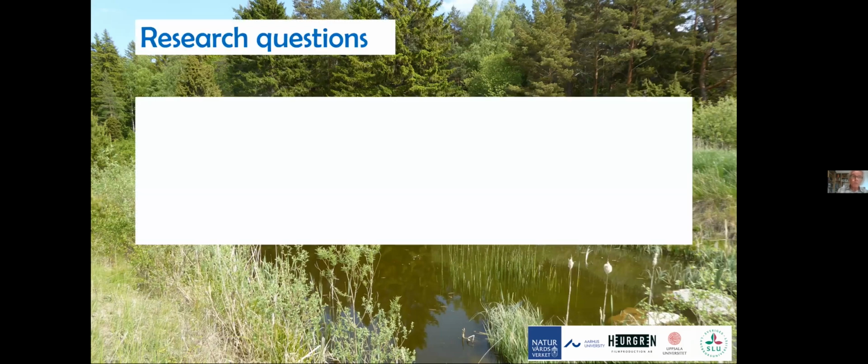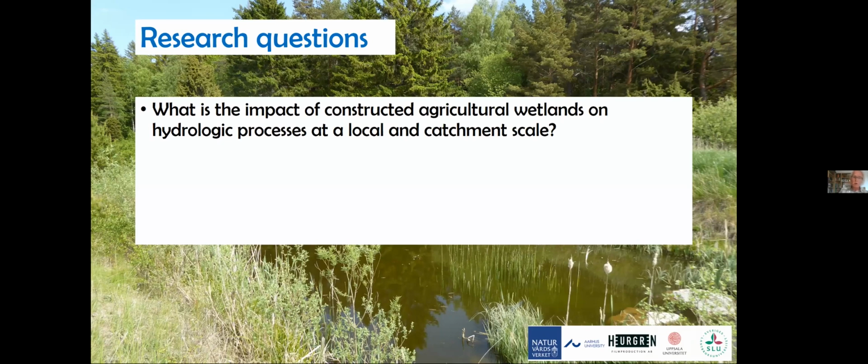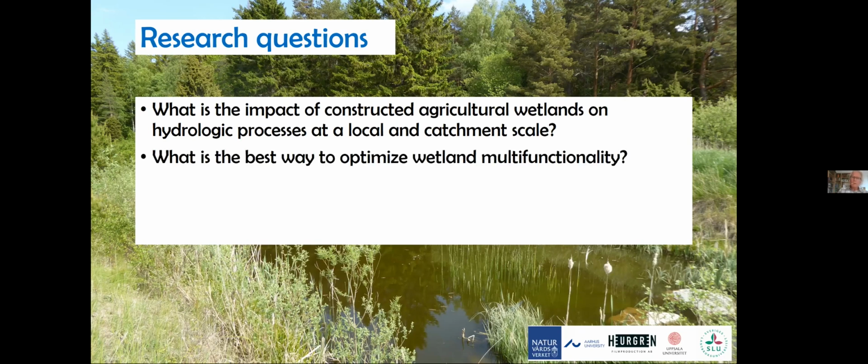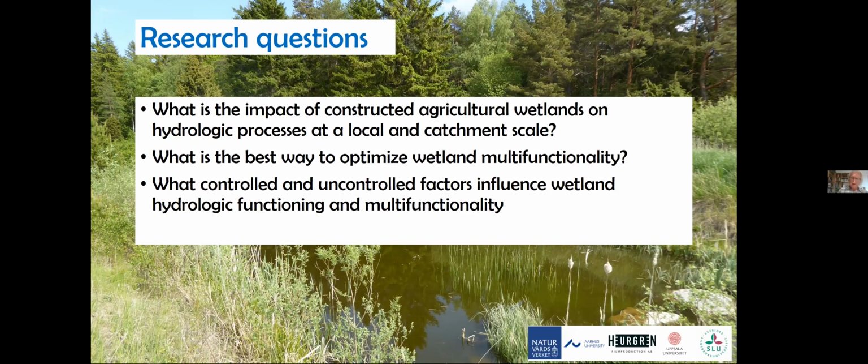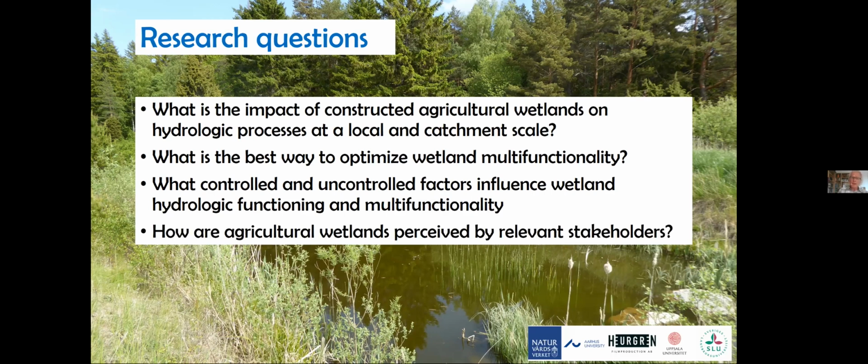So with our project, we had 4 research questions. We wanted to be able to document the impact of constructed agricultural wetlands on hydrological processes, both at a local scale and in the larger catchment. We wanted to learn something more about wetland multifunctionality, specifically how can we couple hydrological ecosystem services to nutrient retention and a positive greenhouse gas balance. What influences wetland effectiveness, both the factors we can control and the factors we cannot control? And how are wetlands perceived by relevant stakeholders?